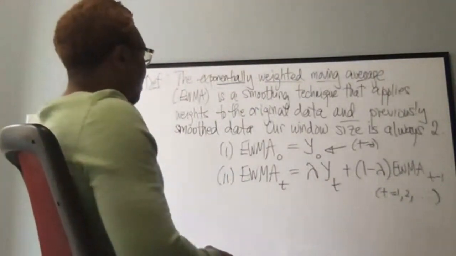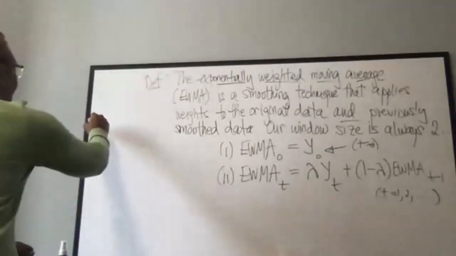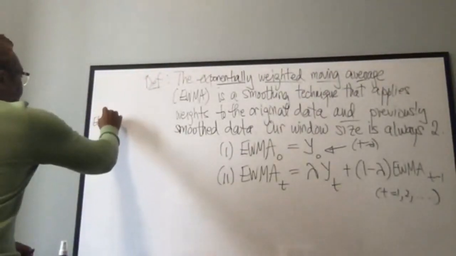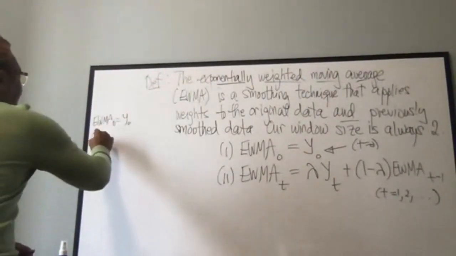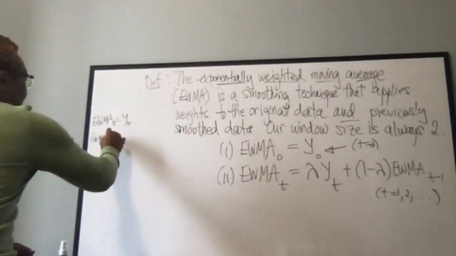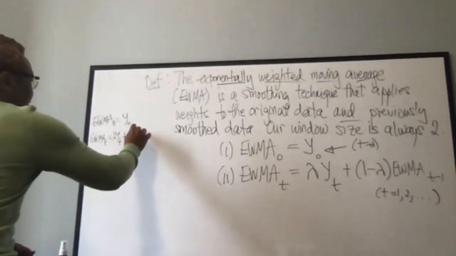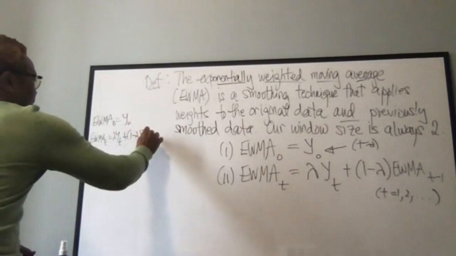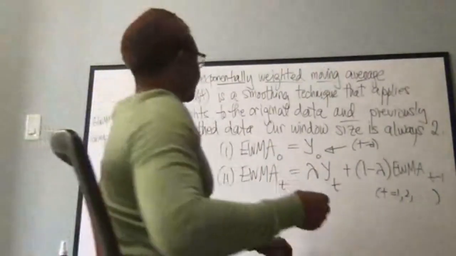Now we need to figure out what this mess means. So I'm actually going to write this over on the side so I can have it. EWMA 0 equals y0. And EWMA t equals lambda yt plus 1 minus lambda EWMA t minus 1. Okay, I just need to write that because I'm going to erase this right here.